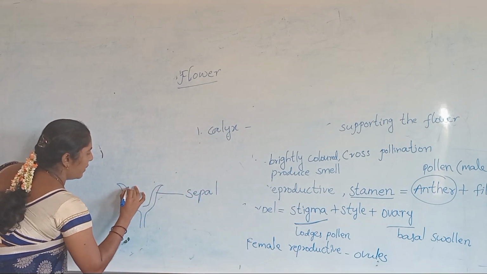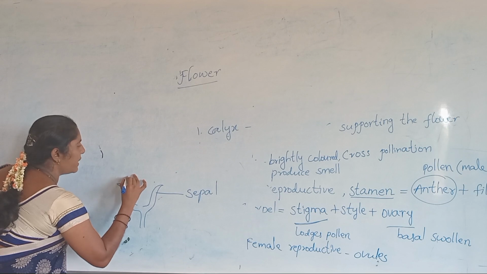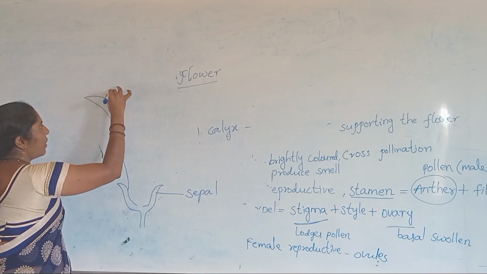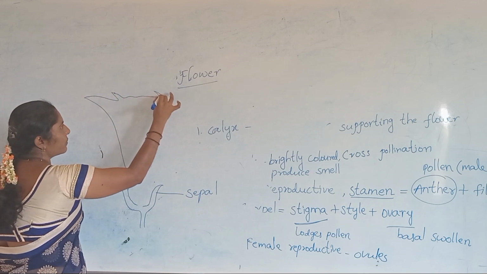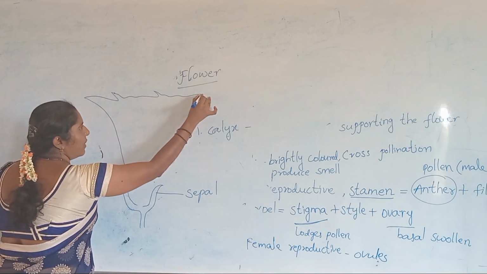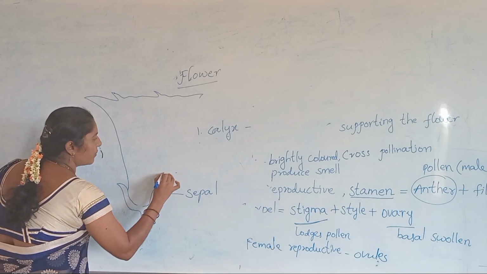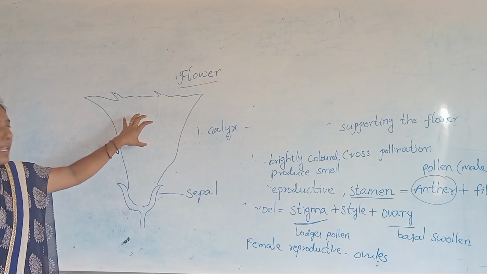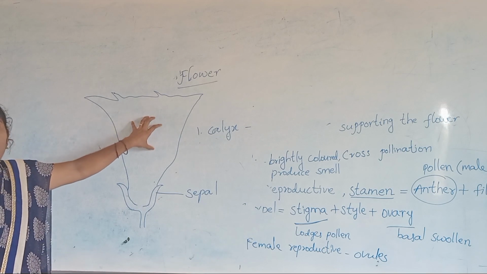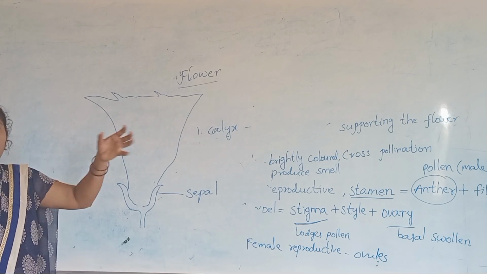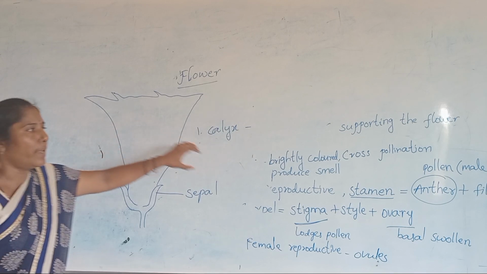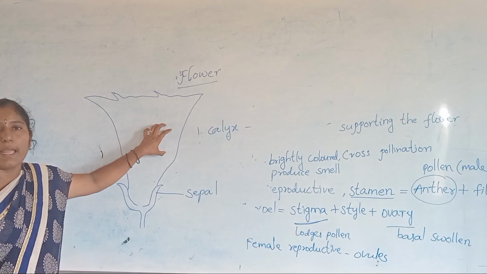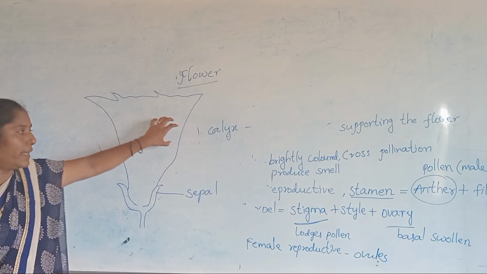And in the next whorl, what is arranged? Corolla. Corolla is brightly colored. Different flowers have different colored corolla, and these attract the insects for cross pollination. And also corolla exhibits fragrance.